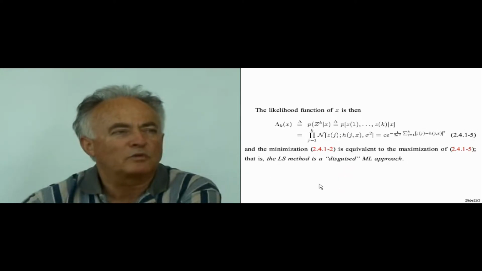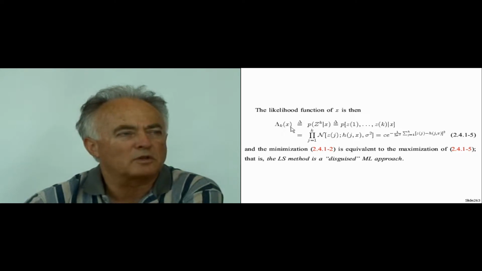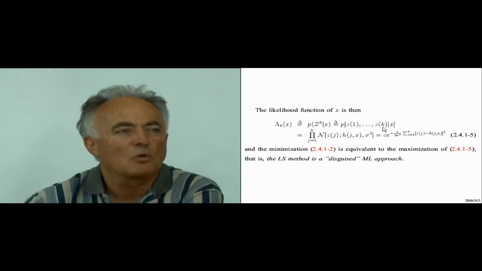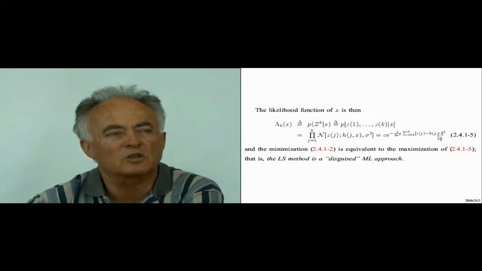What is the likelihood function of x? From the k measurements, denoted here as lambda sub k of x, it is by definition the PDF of this set of measurements z super k given x, which is the joint PDF of z_1 through z_k given x, which is the product of Gaussian densities with argument z_j, mean h_j of x, and variance sigma squared, which is really a constant, times e to the minus, again another constant, sum of z_j minus h_j of x, squared.